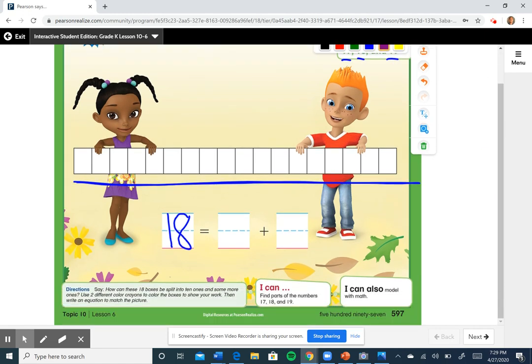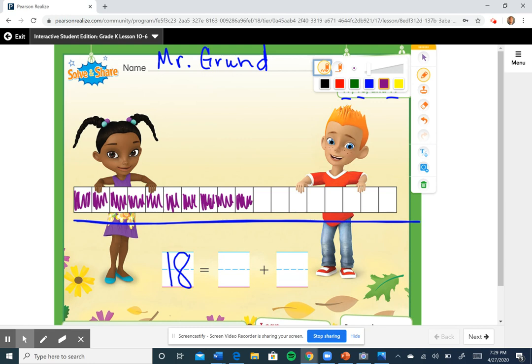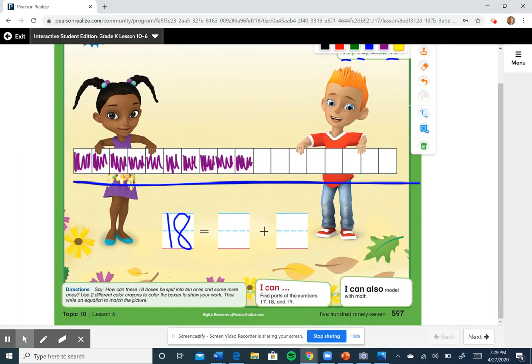So you can count with me. 1, 2, 3, 4, 5, 6, 7, 8, 9, 10. Okay, now we have 10, so we're going to stop. And now I need to find some more ones to get all the way to 18. And I'll use yellow for the Vikings colors. So we're at 10. We need to get to 18.